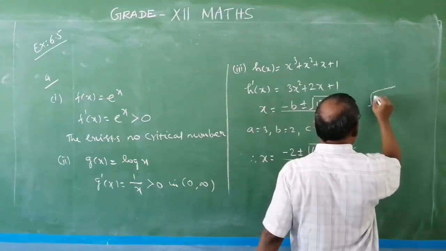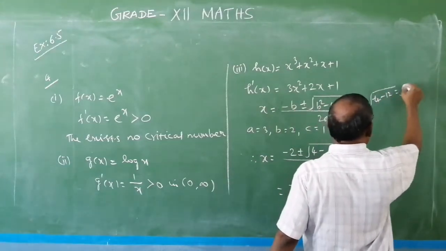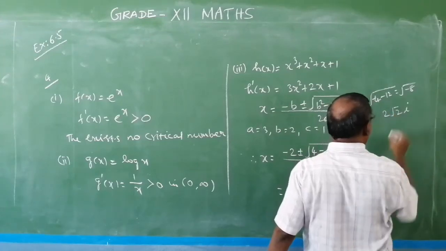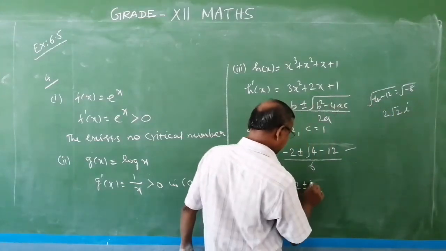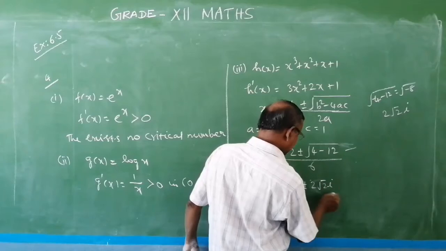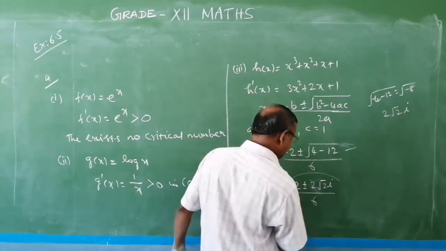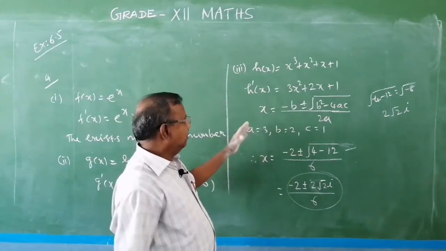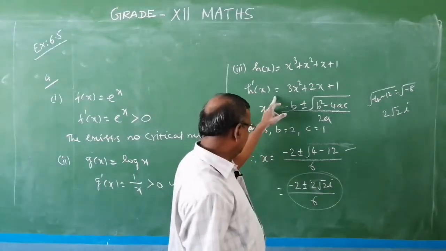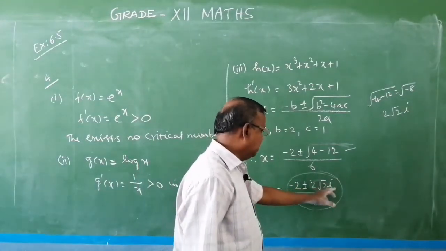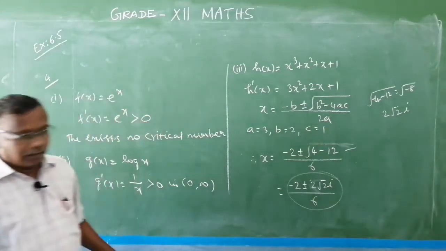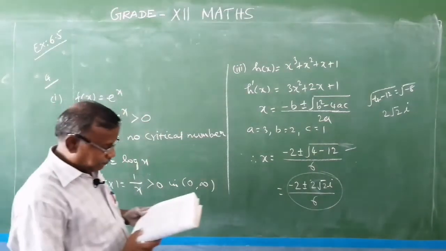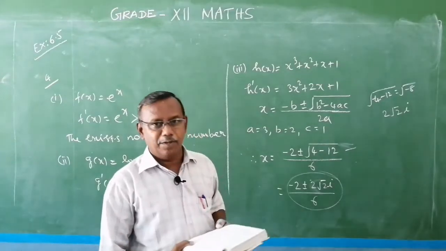This part is 4 minus 12 equal to root of minus 8, which is equal to 2 root 2 into i. So this is plus or minus 2 root 2 into i divided by 6. So it gives imaginary roots. There occurs no real value, since when h dash of x equal to 0, x yields only imaginary roots. Therefore we have no real critical numbers, and hence the function does not have maxima or minima.